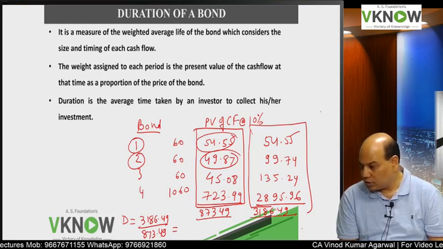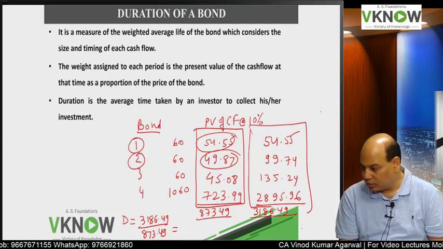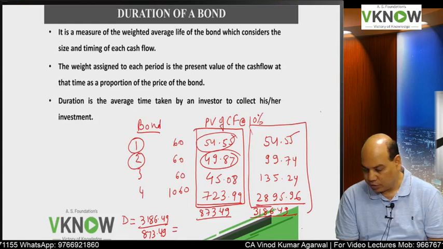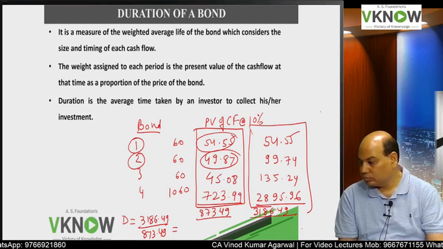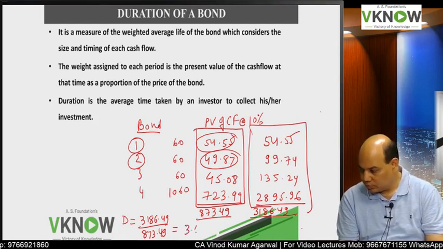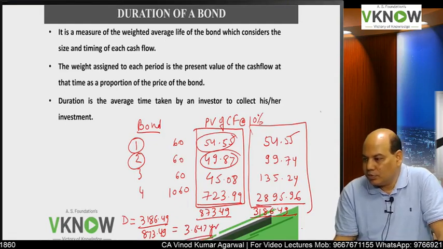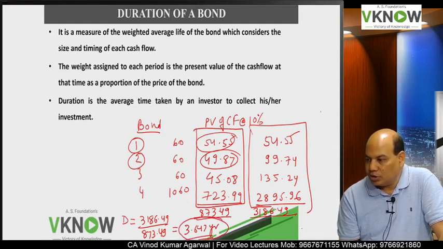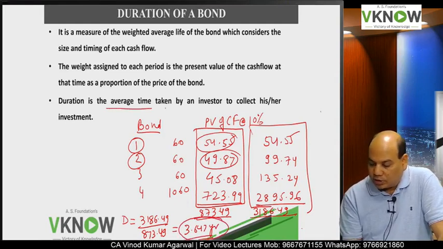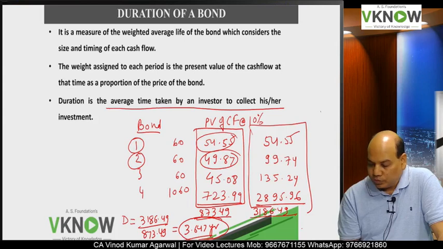Yes, Roshni, what is the answer? 3186.49 divided by 873.49. Come on. 3.647 years. 3.647 years. Okay. So this is called weighted average maturity of the bond, or the average time taken by an investor to collect his or her investment.